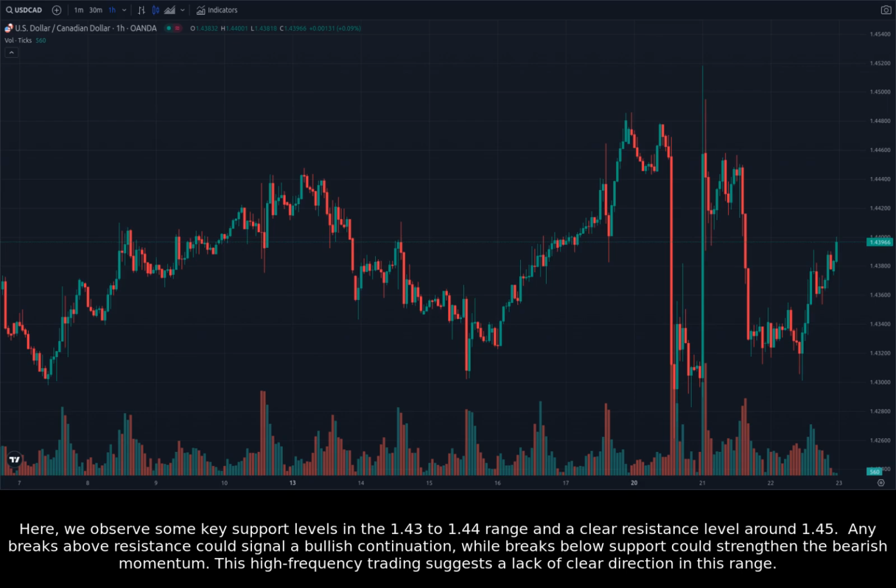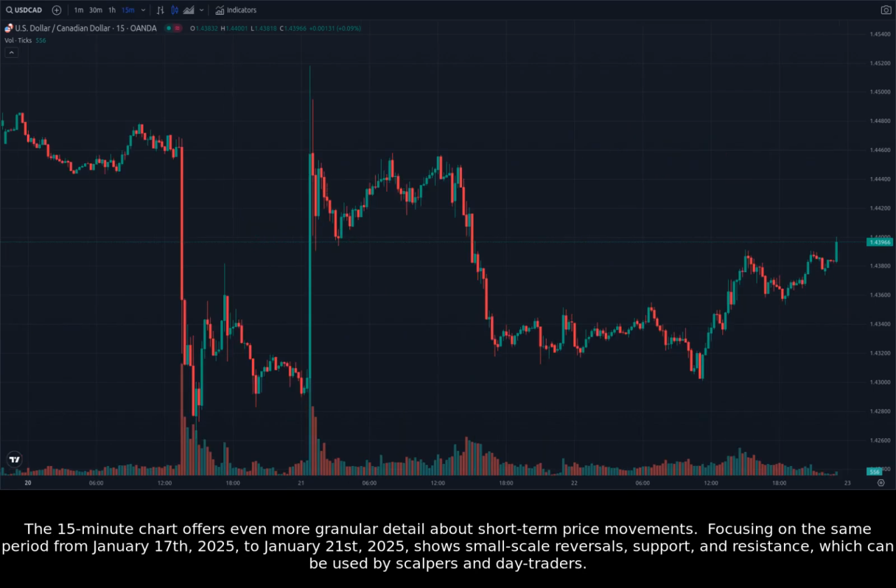Any breaks above resistance could signal a bullish continuation, while breaks below support could strengthen the bearish momentum. This high-frequency trading suggests a lack of clear direction in this range. The 15-minute chart offers even more granular detail about short-term price movements.